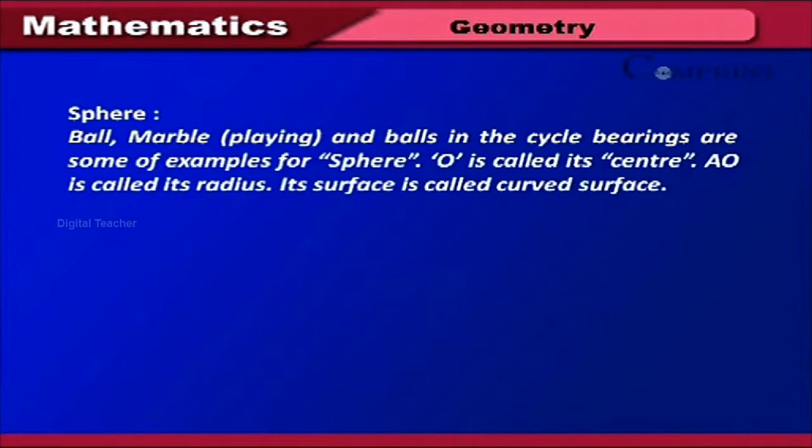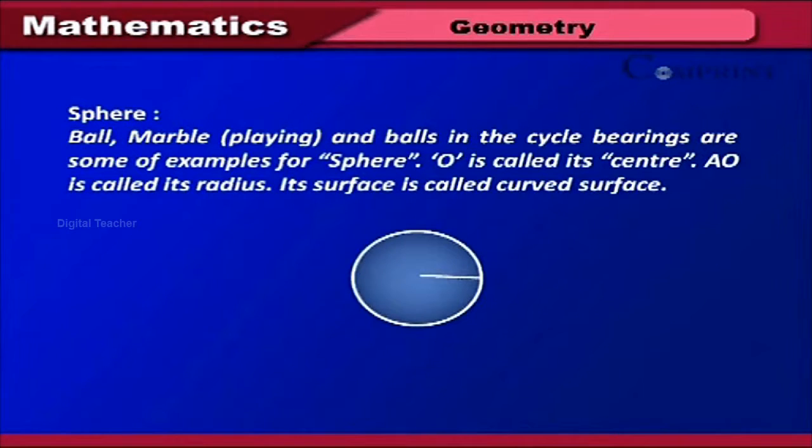Sphere. A ball, a marble and balls in a cycle bearing are some examples of a sphere. AO bar is called its radius. Its surface is called the curved surface.